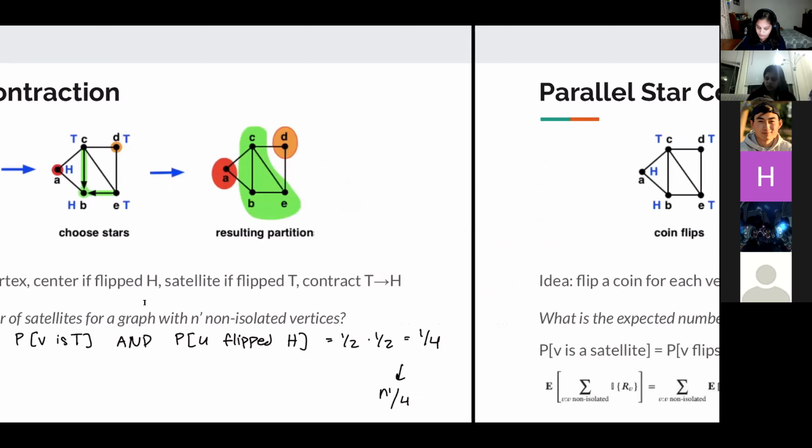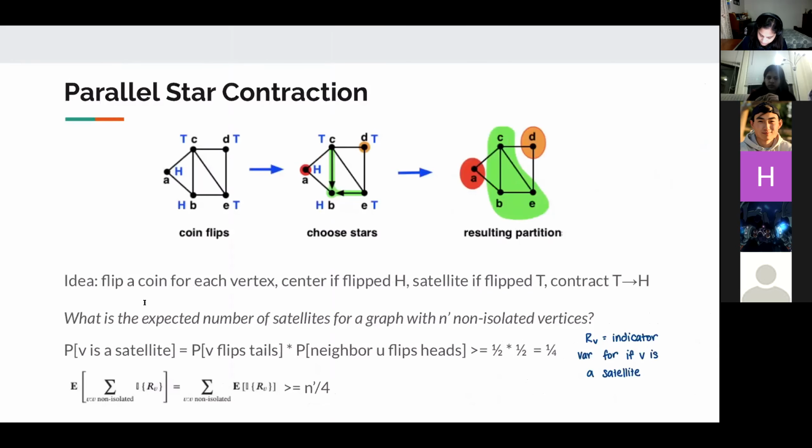If we're going to be more precise, it actually ends up being greater than or equal to n prime over 4, because it's not just the probability that a neighbor U flips heads, it's the probability that at least one of its neighbors flips heads, which is greater than or equal to 1/2. So that's why we end up expecting n prime over 4 satellites in a graph. That's star contraction.